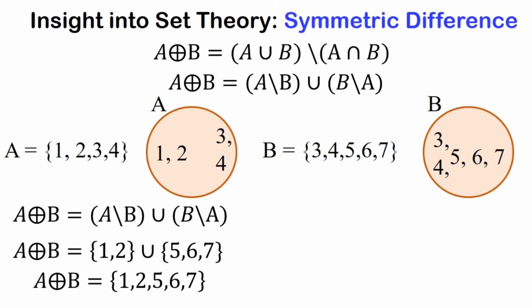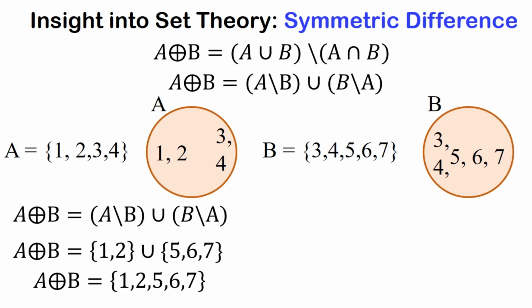So what is A difference B? When we take away what is common between A and B, we take the remaining inside the first set, which is A, and that is 1 and 2, because by the time we remove 3 and 4, what will remain is 1 and 2. What about B difference A? We take away what they have in common, which is 3 and 4, and what remains in B is 5, 6, and 7. So A symmetric difference B is the union of A difference B and B difference A. That is what we have there.